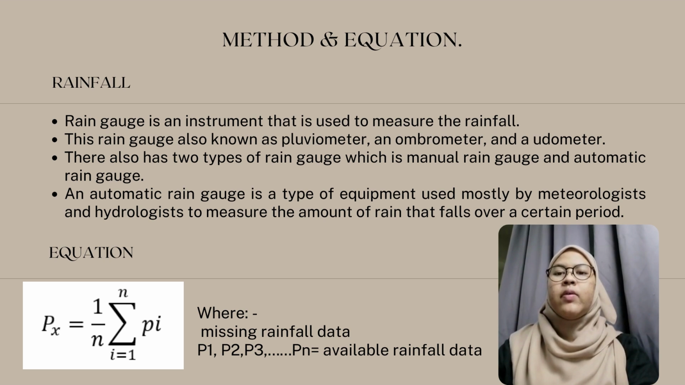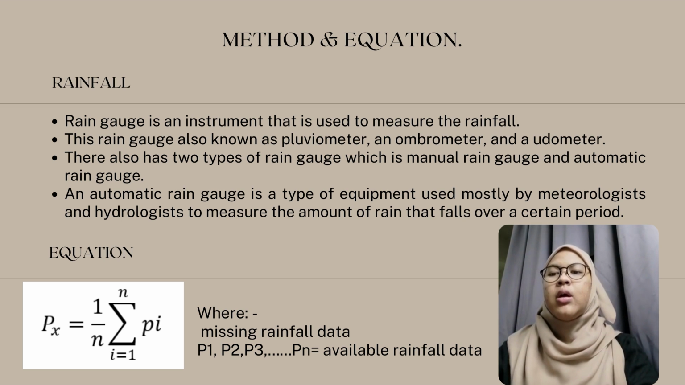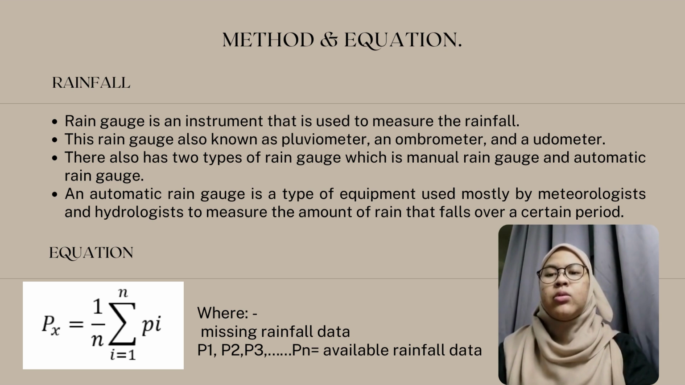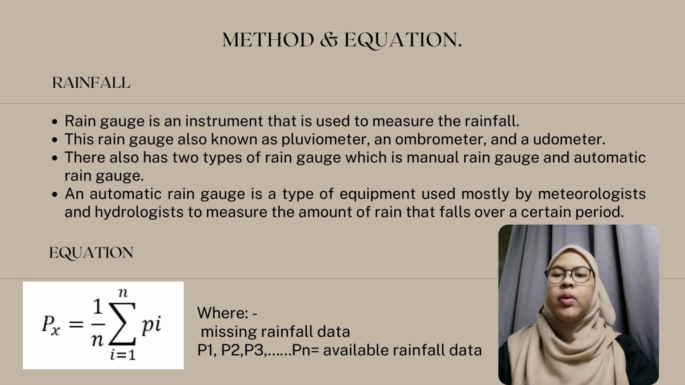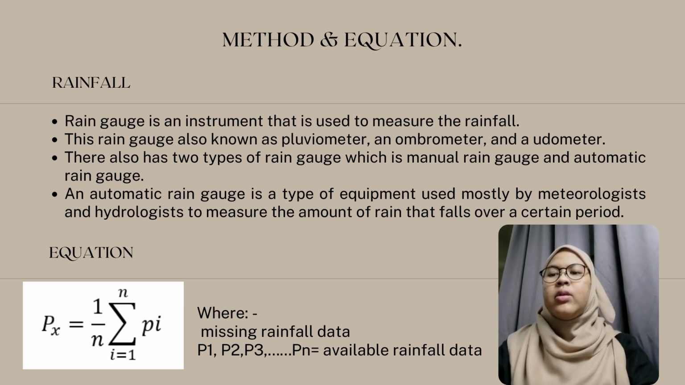First of all, rainfall. An instrument to measure the rainfall is the rain gauge. Rain gauge is also known as pluviometer, ombrometer and eudometer. There are two types of rain gauge, which are manual gauge and automatic rain gauge. An automatic rain gauge is a type of equipment used mostly by meteorologists and hydrologists to measure the rainfall that falls over a certain period. The equation used is Px equals 1 over n, summation of n times missing rainfall data.